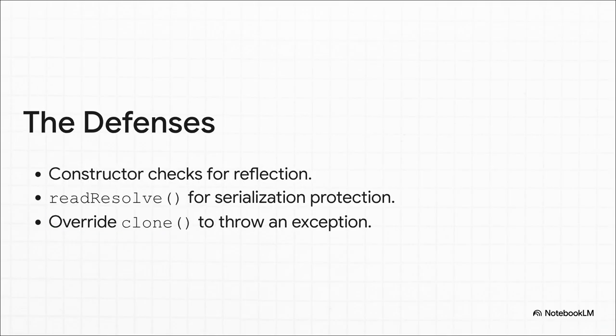But here's the thing. For every attack, there's a defense. So Sharma Ji got back to work. He started fortifying his code. He added a check right in the constructor to block reflection attacks. He implemented a special method called read-resolve to handle serialization properly. And he overrode the clone method to just throw an exception. Now his singleton was truly secure.